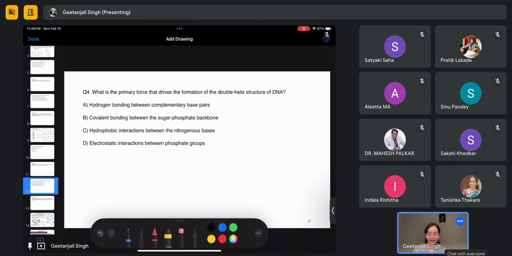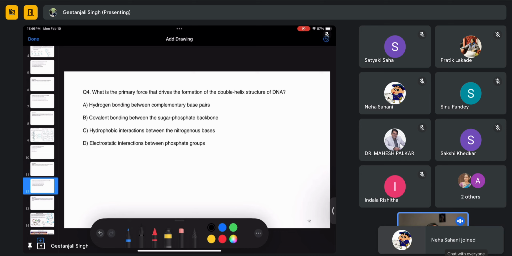Now, next question. This is an interesting question. What is the primary force that drives the formation of the double helix structure of DNA? A. Hydrogen bonding between complementary base pairs. B. Covalent bonding between the sugar phosphate backbone. C. Hydrophobic interaction between nitrogenous bases. And D. Electrostatic interaction between phosphate groups. The important thing to notice here is the primary force that drives the formation of the double helix structure.